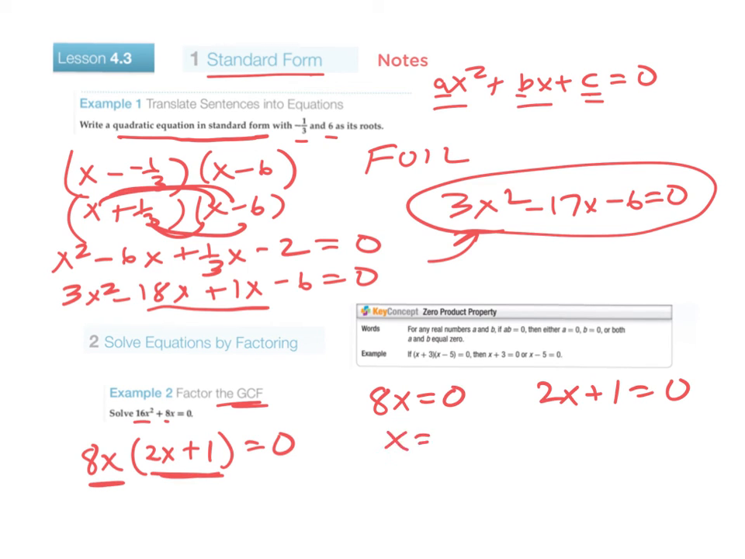Well, this answer is x equals 0. So there's my first root, our answer. And then I can solve this one by subtracting 1. So 2x equals negative 1, divide by 2, divide by 2. So x equals negative 1/2.